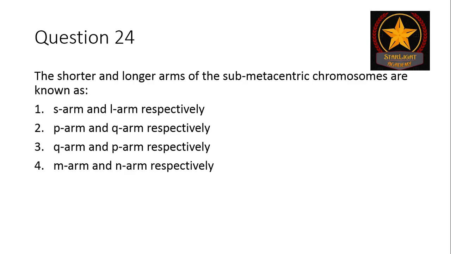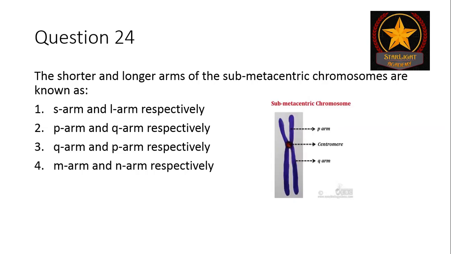The shorter and longer arms of the submetacentric chromosomes are known as, the options are, first, S arm and L arm respectively, second, P arm and Q arm respectively, third, Q arm and P arm respectively, fourth, M arm and N arm respectively. See, the submetacentric chromosomes are the ones in which the centromere is present just above or below the center of the chromosome, forming a shorter and a longer arm.